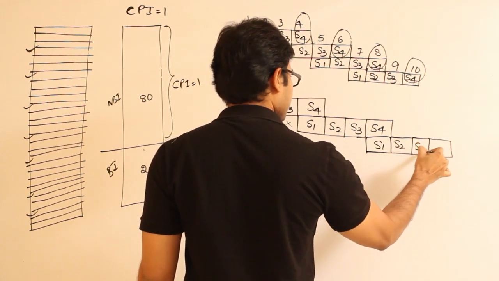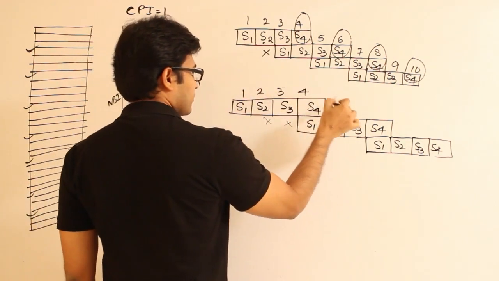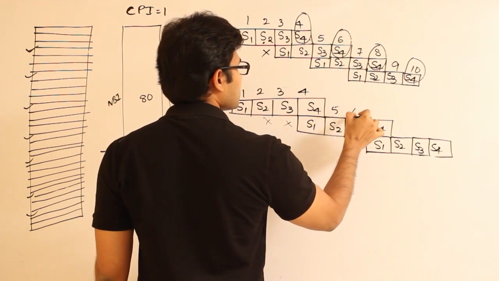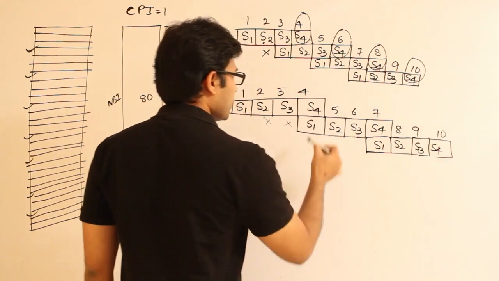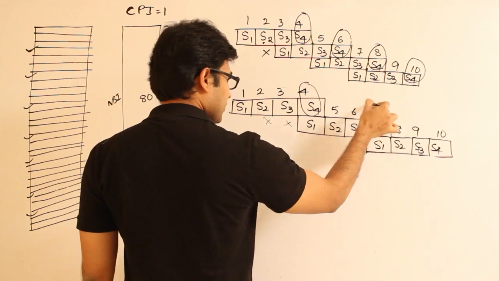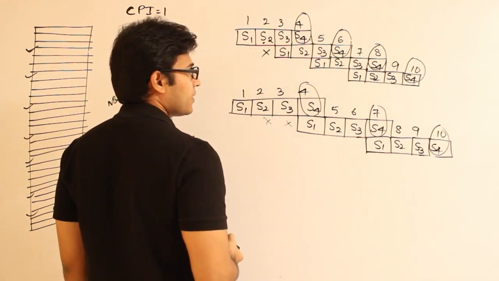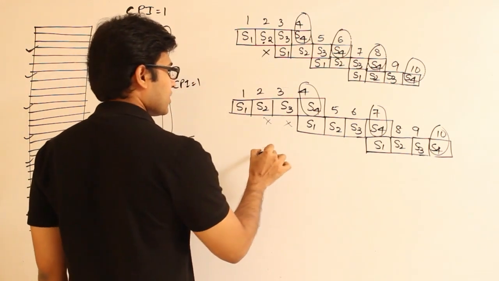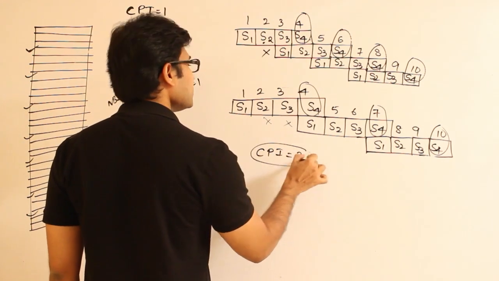S1, S2, S3, S4. Now if you observe it, 1, 2, 3, 4, and what is this? 5, 6, 7, 8, 9, 10, right? So at clock 4, one instruction has come out. Clock 7, one instruction has come out. Clock 10, one instruction has come out, right? Therefore, for every 3 clocks, one instruction is coming out. So average clocks per instruction in this case is going to be 3.